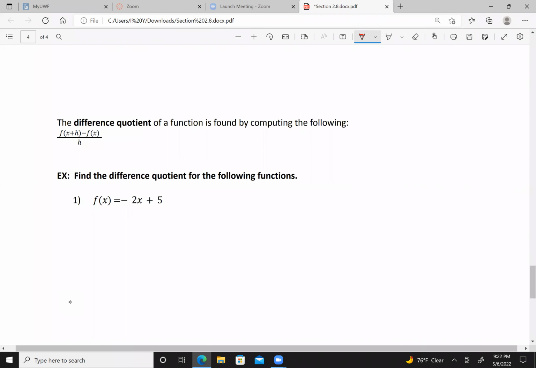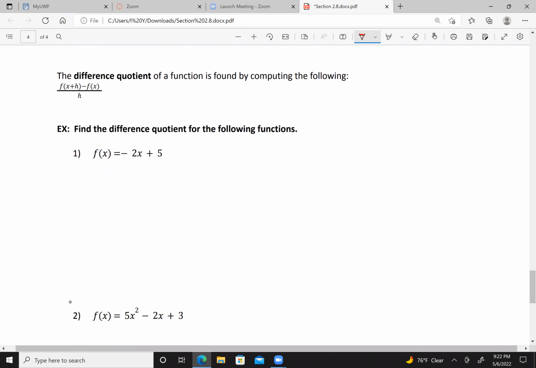And that brings us to the difference quotient. The difference quotient of a function is found by computing the following: f of x plus h minus f of x over h. Find the difference quotient for the function. So I need f of x plus h. That's negative 2 times x plus h plus 5, which is negative 2x minus 2h plus 5.